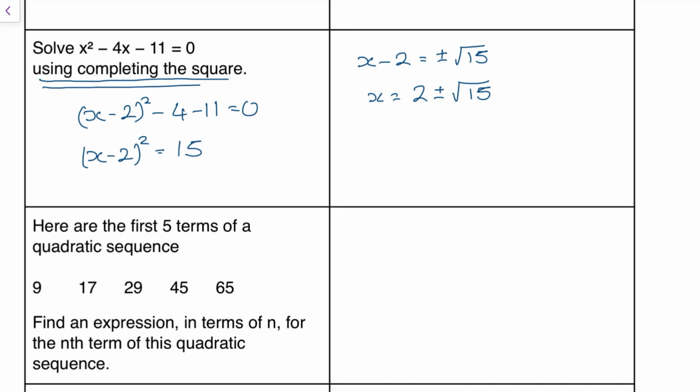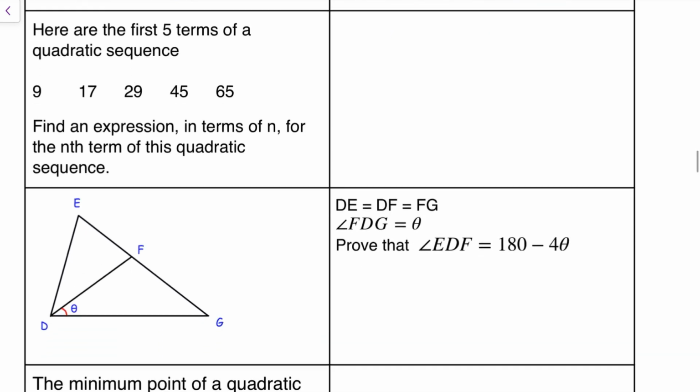Now, it doesn't actually say here whether it wants decimals or real exact values, but this is fine. I think because it's a GCSE, not an A level, I would actually write both solutions out separately. So 2 minus root 15, 2 plus root 15. Excellent. Next question. Here are the first 5 terms of a quadratic sequence.